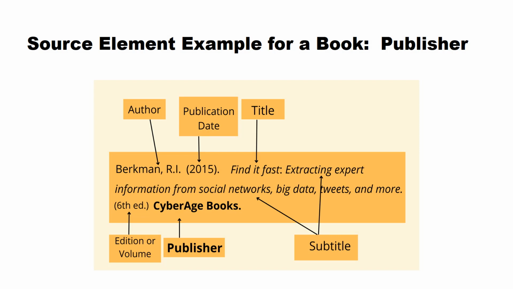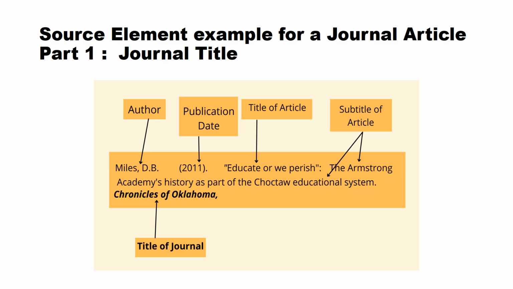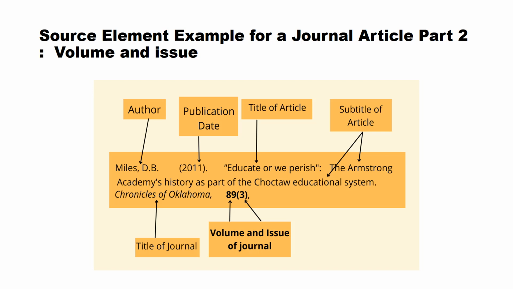So what we have to put in there is the publisher, and the publisher was CyberAge Books. Now the source element for our journal article is a little bit more complex. So the first part of the source element is the journal title, Chronicles of Oklahoma in this example. So part 2 is the volume and issue of that journal. So this article appeared in volume 89, issue 3 of Chronicles of Oklahoma.